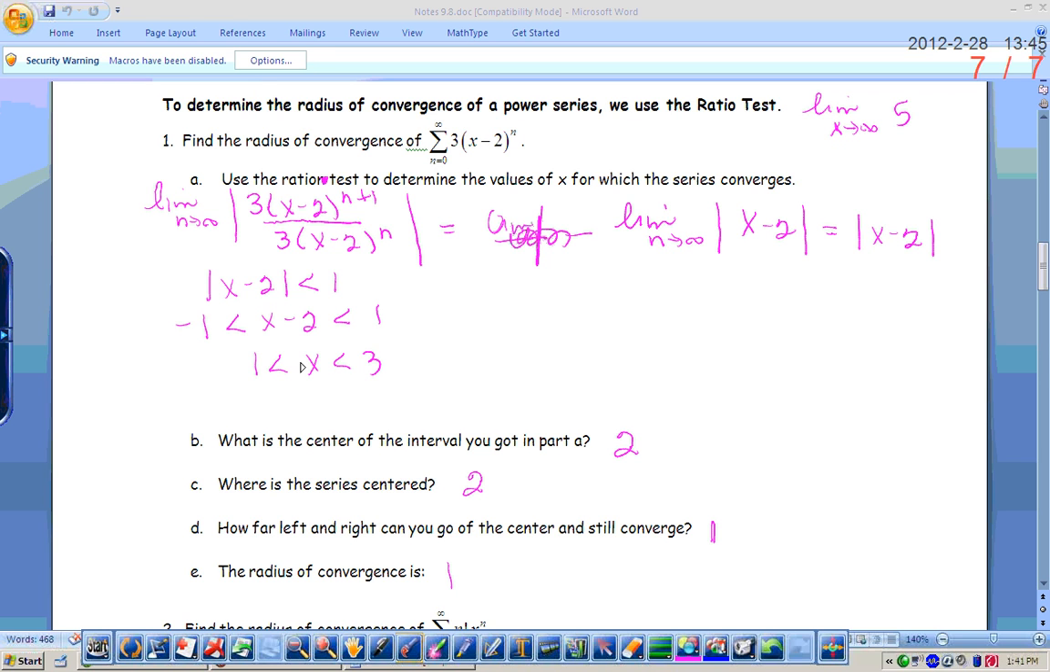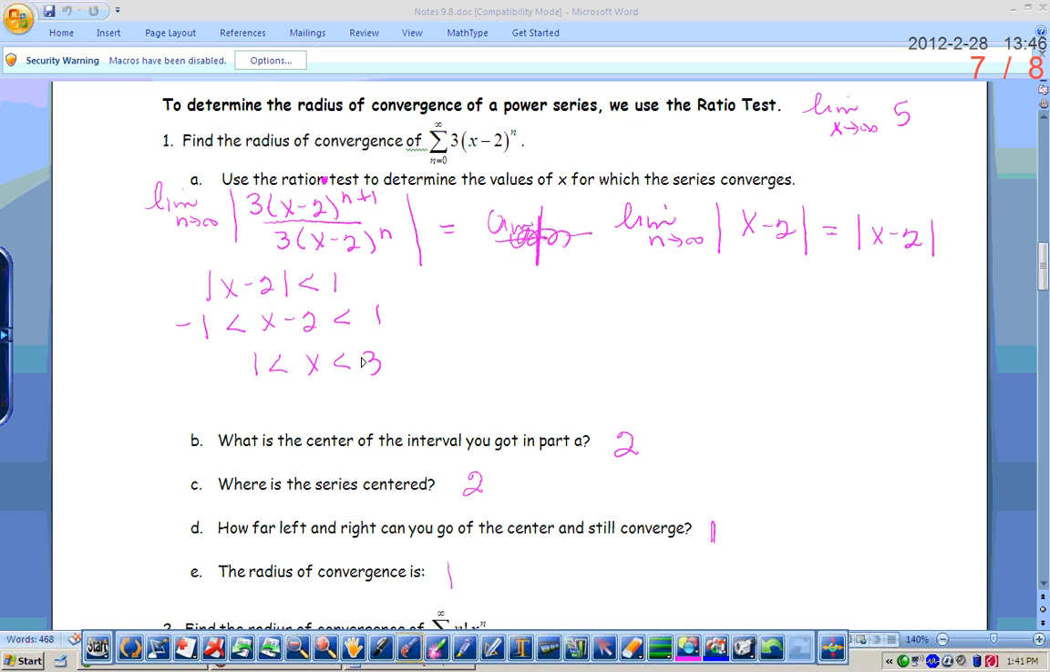From here on out, I'm going to expect you to look at this interval, find the center of it, and then figure out how far can I go from that center to the endpoints, or what's the distance from the center to those endpoints. So anytime you see radius of convergence, you start with the ratio test. You're always going to set this limit that you get from the ratio test less than 1, because the ratio test says that in order to converge, this limit has to be less than 1. So you're trying to find the x values that make this series converge.